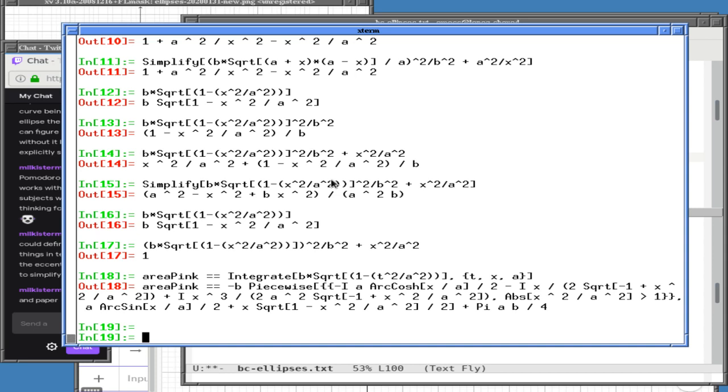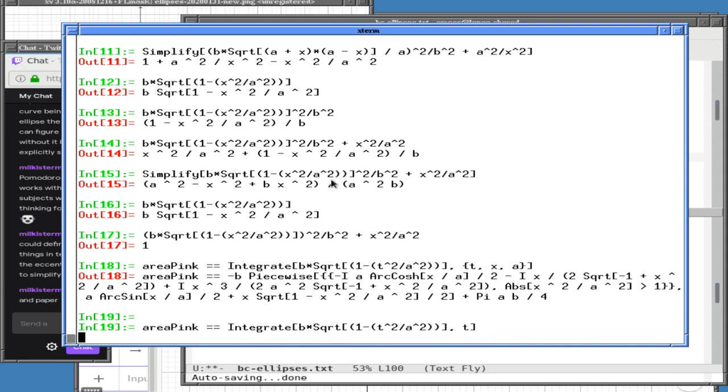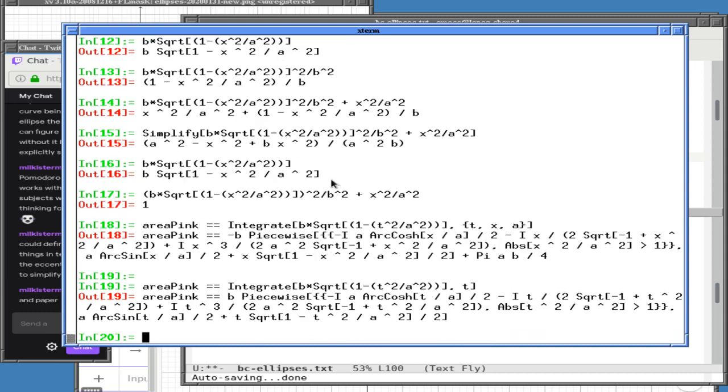Oh my god. That is... blah. Yeah, that is not what I wanted. In fact, the indefinite integral looks better than that. Okay, screw this. This is always going to give us the wrong answer.